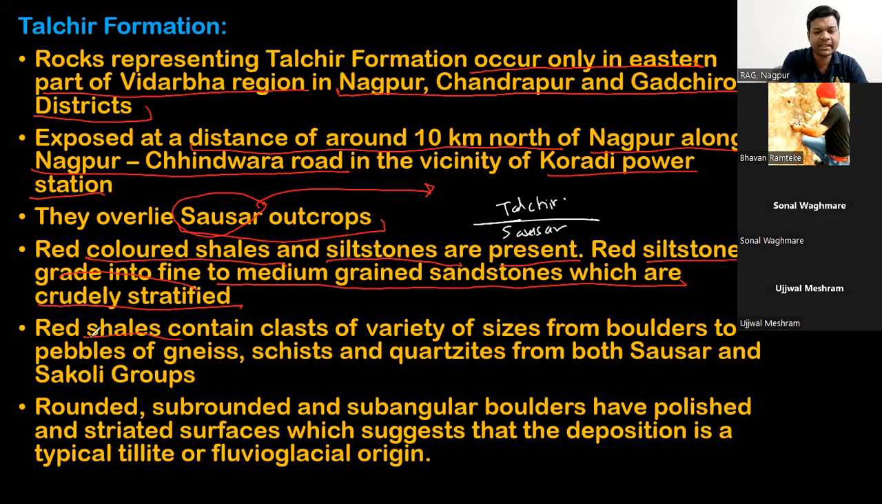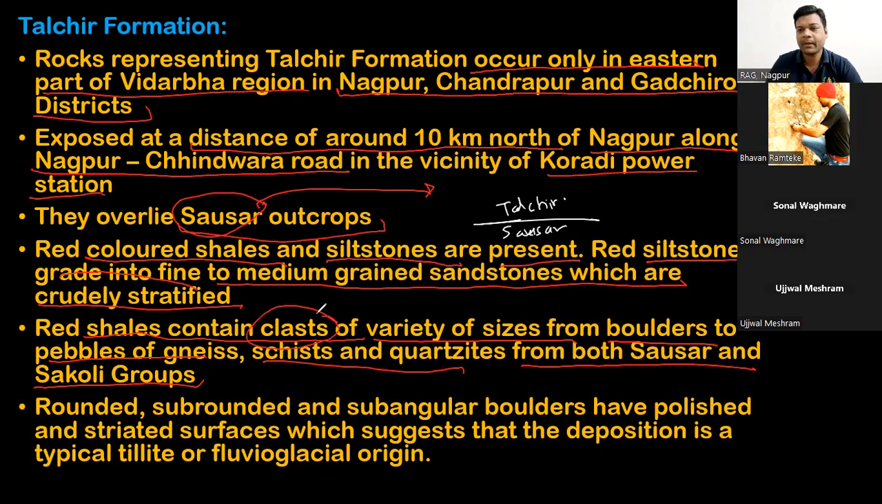The red shales contain clasts of a variety of sizes, from boulders to pebbles of gneiss, schist and quartzite from both Saucer and Sakoli groups. That means this red shale consists of clasts. What Talchir is all about is tillites. Tillites means glacial sediments.